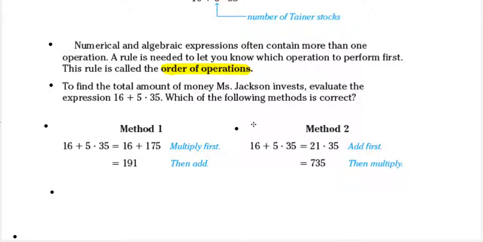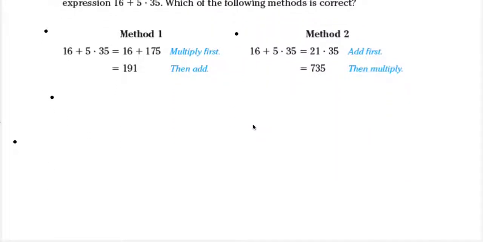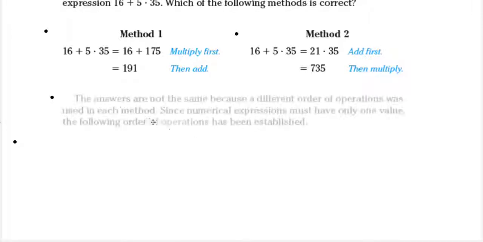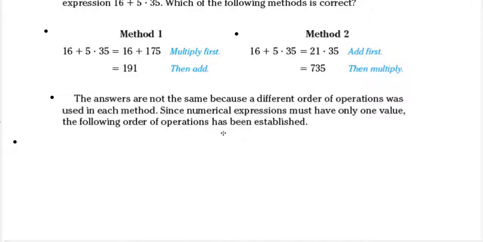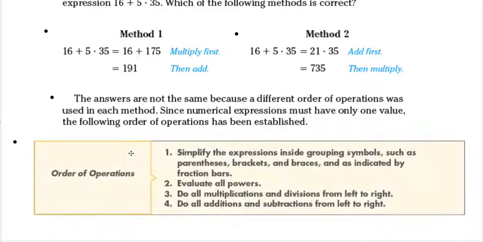If you notice, you get 2 completely different answers: one is 191, the other is 735. The answers are not the same because a different order of operations was used in each method. Since numerical expressions must have only one value, the following order of operations has been established. And this is what you need to write down. Again, a review of order of operations.